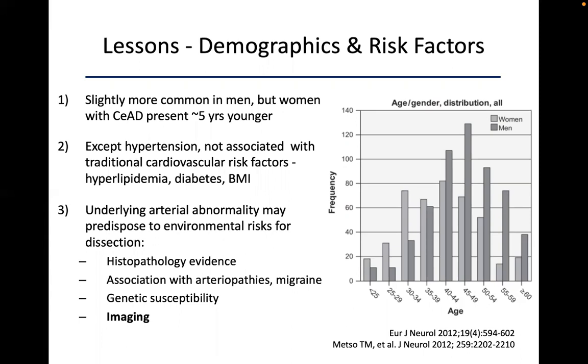And there's some data to support that perhaps there's an underlying arterial abnormality that might predispose patients to this. I'll show you some data from histopathology. The fact that it's been associated with other arteriopathies like FMD suggests that it may by itself have a predisposition or be an arteriopathy alone. There's some genetic data and then imaging findings as well.